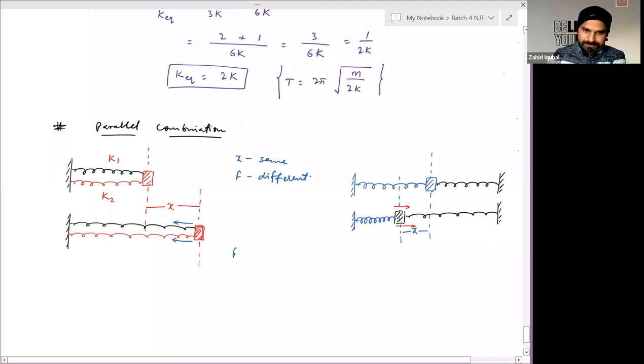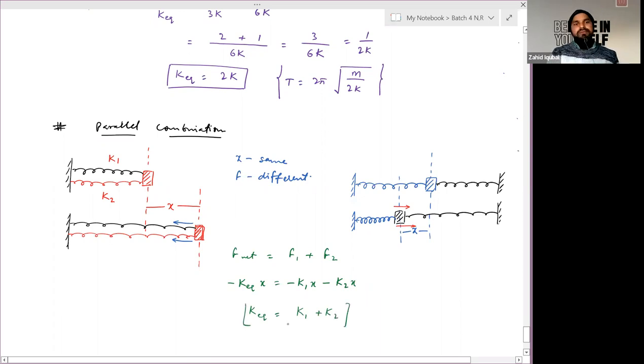So the net force acting on the block will be the sum of all individual forces due to the springs. F equals minus kx. So it will be minus k equivalent times x, equals minus k1 times x, and minus k2 times x. x being cancelled out. So on solving, you will get k equivalent equals k1 plus k2. So this is k equivalent for a parallel combination. And a parallel combination may be of two types, just like first this, and second this.